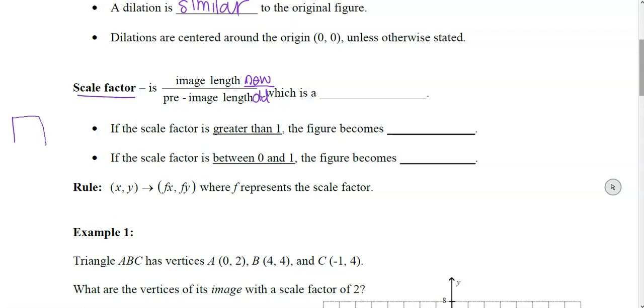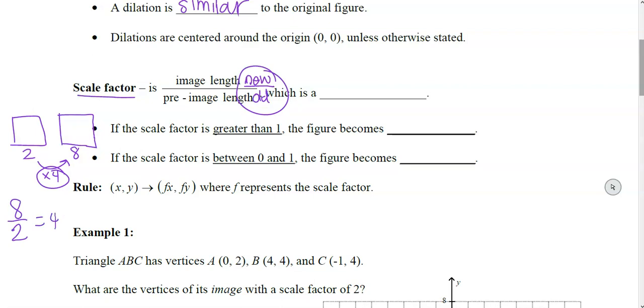Or basically what you used to do in 7th grade: if I had a 2 right here and this one got bigger and this one's an 8, well, to get from here to here is times 4, right? So that will be my scale factor. Now, if we use what is given here, new over old, well, the new one over the old one, 8 divided by 2 is 4. So that is my scale factor. All right. So, which is a ratio or a fraction.